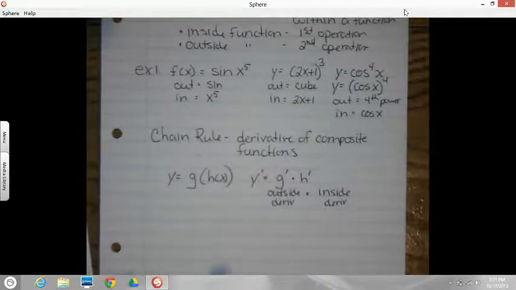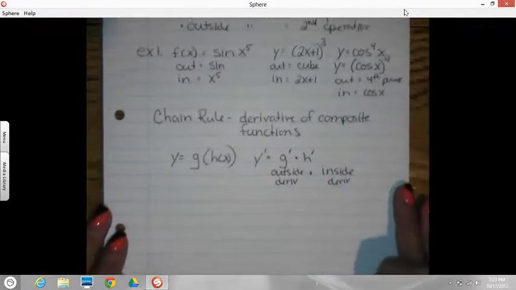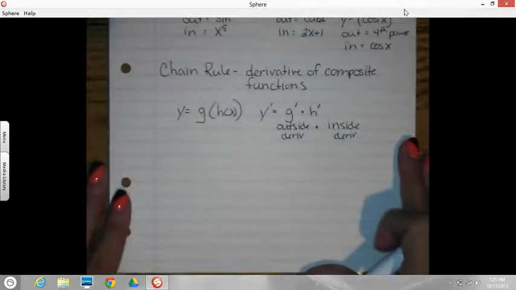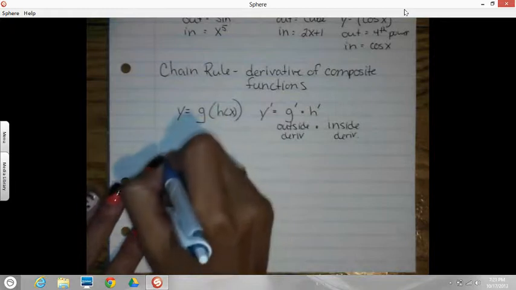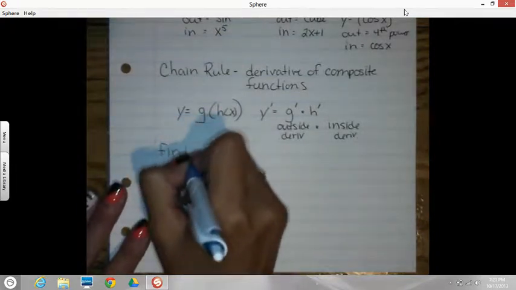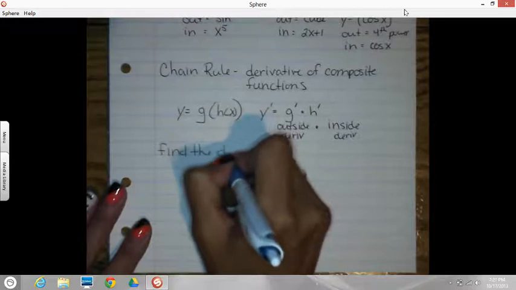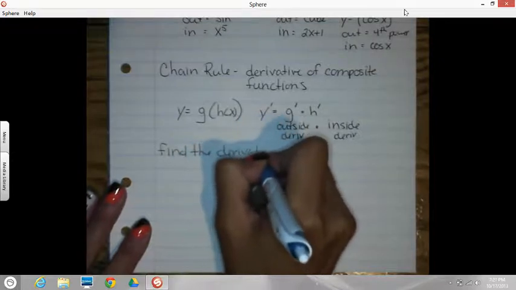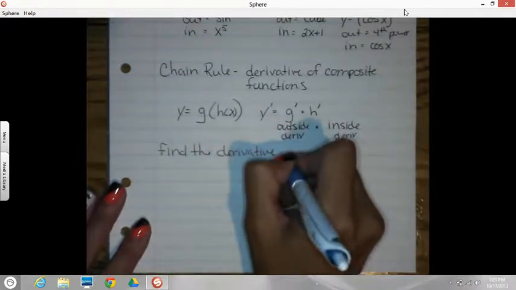Okay, now it's just a bunch of examples practicing this chain rule. So the whole rest of the assignment is find the derivative. Also known as differentiate.